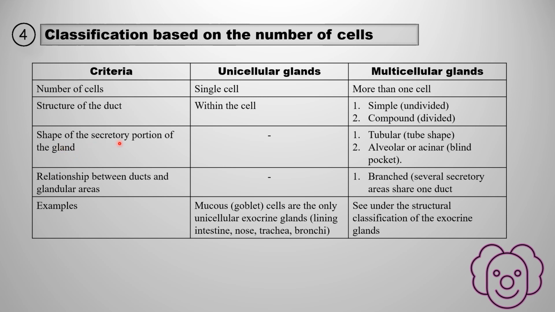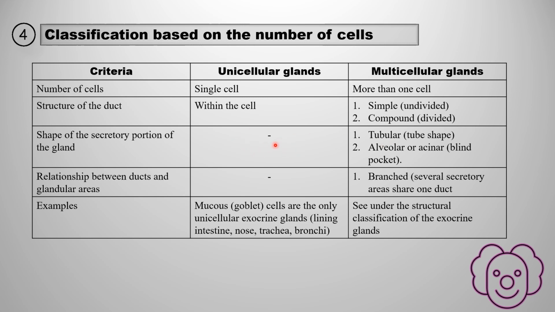Shape of the secretory cells, the secretory portion of the gland, not the duct, the secretory portion. Here is about the duct. If you are talking just about the duct, it's either simple, and that means an undivided duct, or compound, divided ducts. This is because of the duct. But here we are talking about the secretory portion, the portion that secretes the chemical. And here it is either tubular.